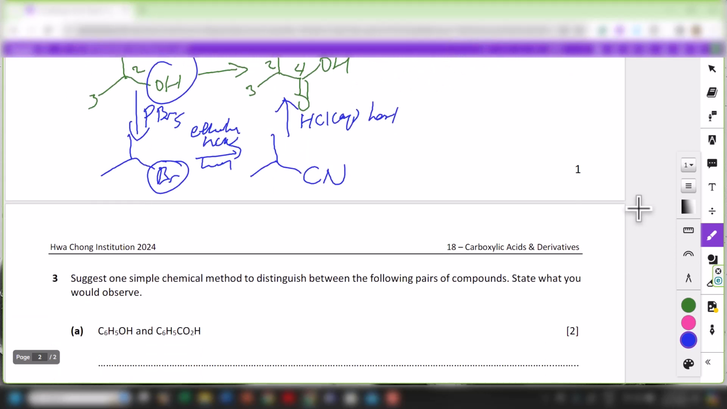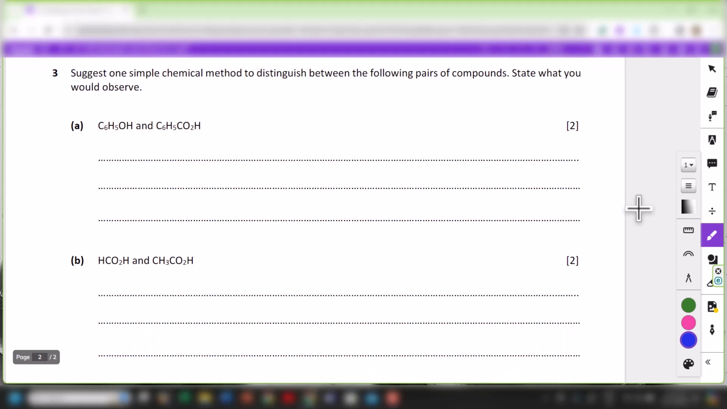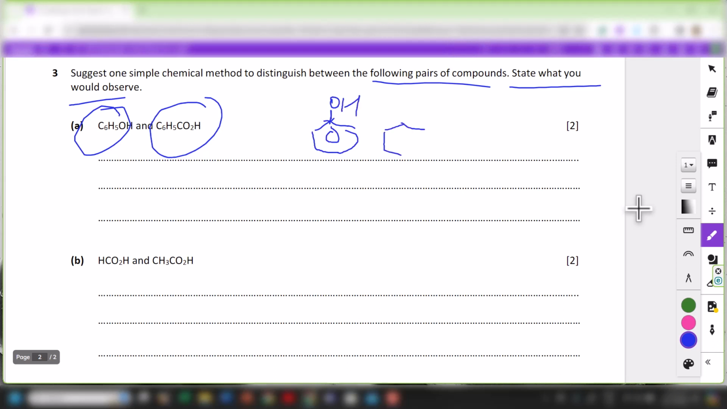So that should work perfectly. Going to move on to question 3. Question 3 is supposed to suggest one simple chemical method to distinguish between the following pairs of compounds. This distinguishing test tests us on being able to distinguish one compound from the other. State what you observed. Clearly this is phenol, and this is benzoic acid. So we have phenol, we have benzoic acid. How do we distinguish them?